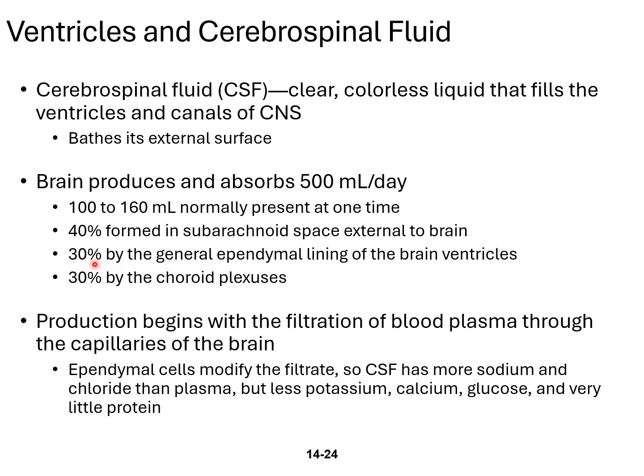And we'll look at some of those. But production begins with the filtration of blood plasma through the capillaries of the brain. These ependymal cells modify the filtrate. So the cerebral spinal fluid has more sodium and chloride, salt, than normal plasma does, has less potassium, calcium, glucose, and very little protein. So these cells that line these areas are able to filter the blood plasma to create something that it really wants.